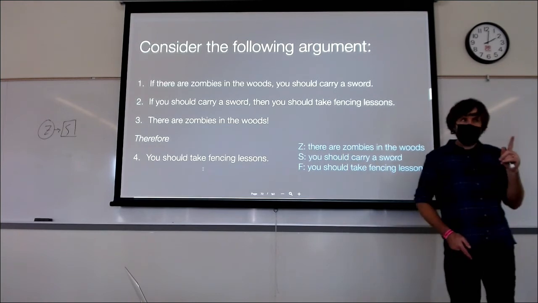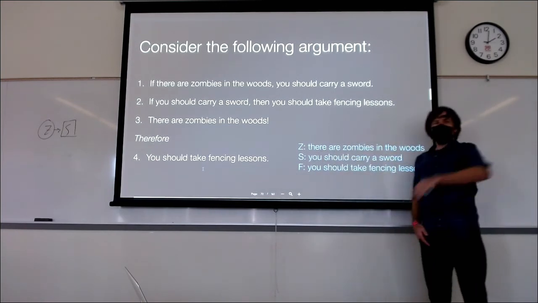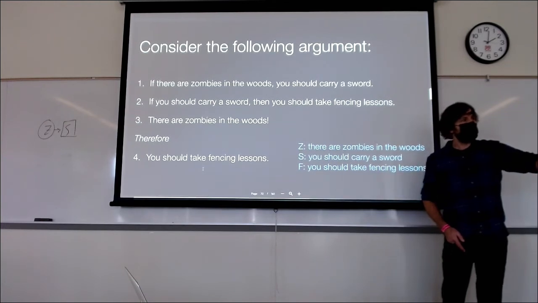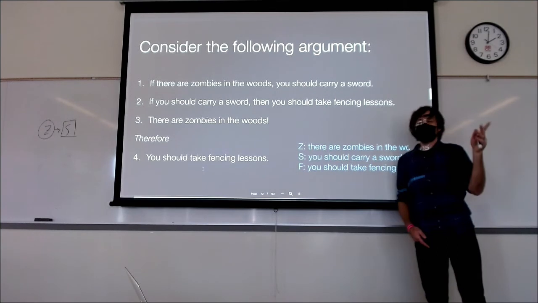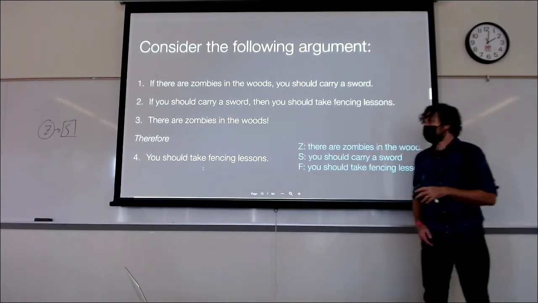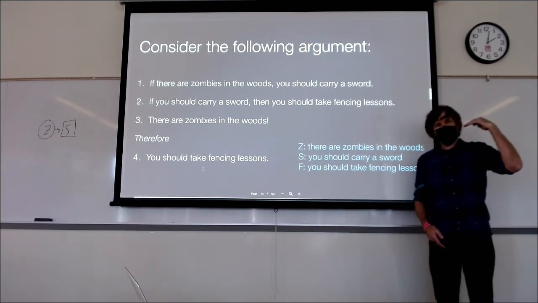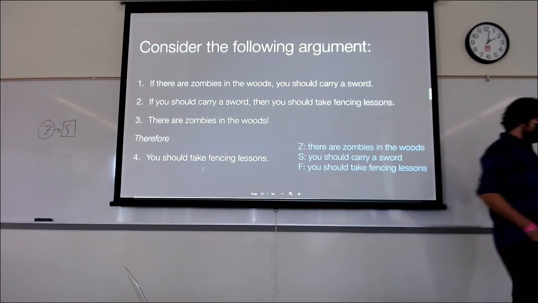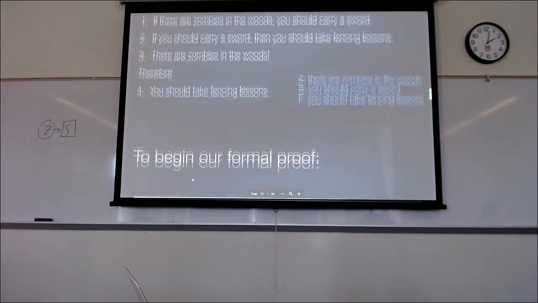Now, the third premise, now you're saying Z is true. And by saying that, you're saying there are zombies in the woods. Now you're saying it to be true. So premise 3 is just Z on its own. So that's the first thing you do in a proof.